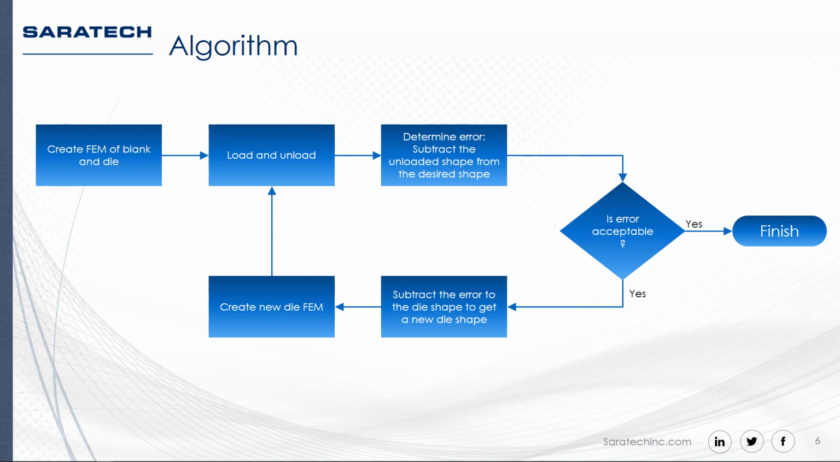This is the algorithm we're going to follow. We're going to start out by creating a finite element model of a blank and a die. We're going to apply the load and then we're going to unload it. Once it's unloaded, we'll see what its shape is after springback. And we'll determine what the error is over our desired shape by subtracting the deflected shape from the desired shape. Then we'll decide whether that error is acceptable. If it is, we're done. If it's not, we'll adjust the shape of the forming die by subtracting that error from it. Create a new die FEM and repeat the process.